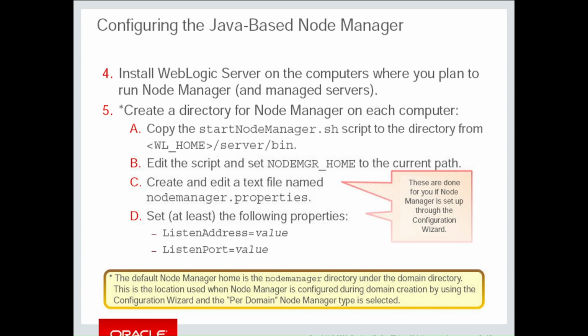So, configuring the Java-based node manager. Here is an example of how we can configure it. We have some important configuration files, like the nodemanager.properties file. These are the following properties which need to be set accordingly: listen address and listen port. Let's see this on the server directly.